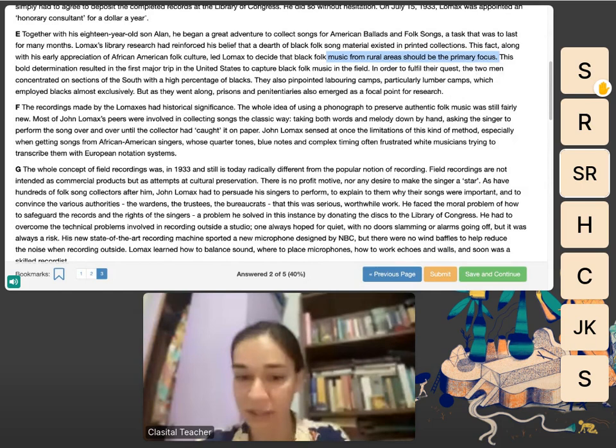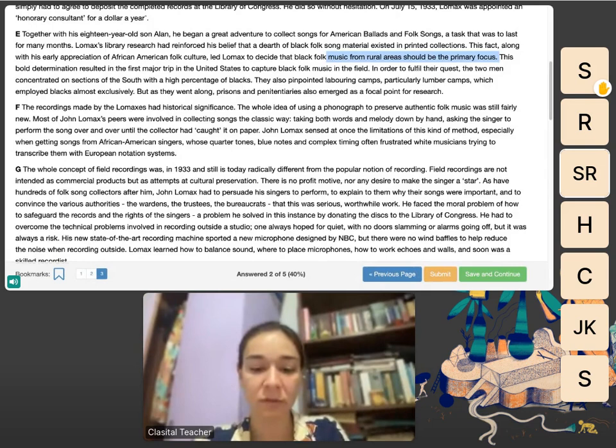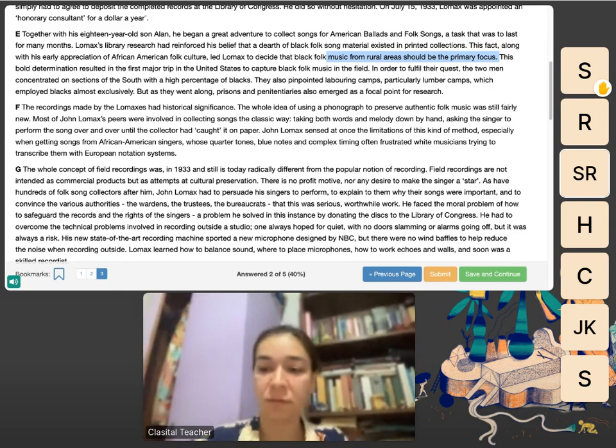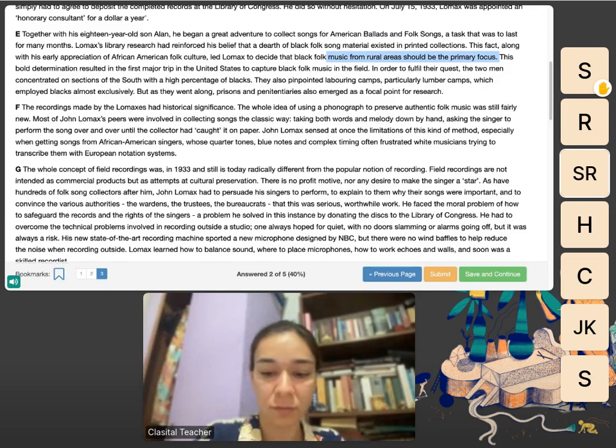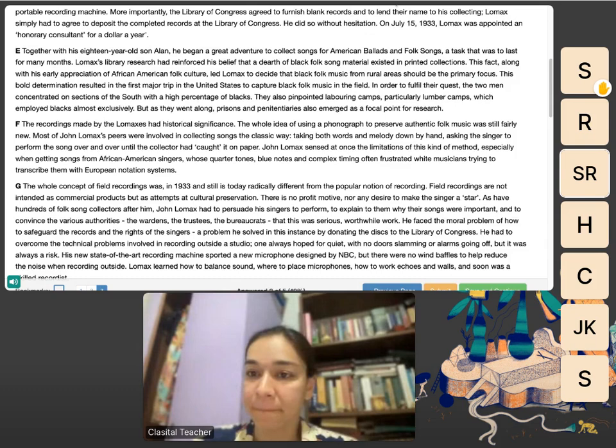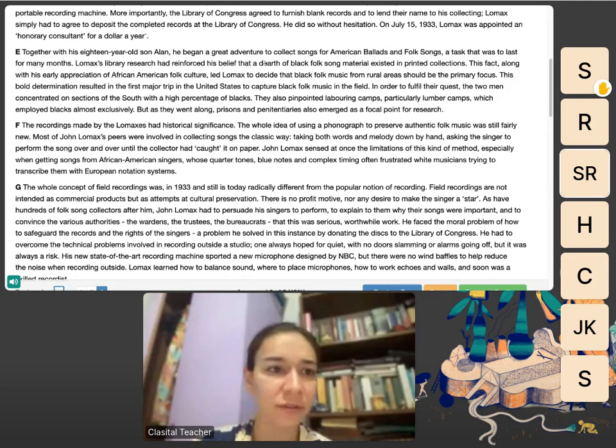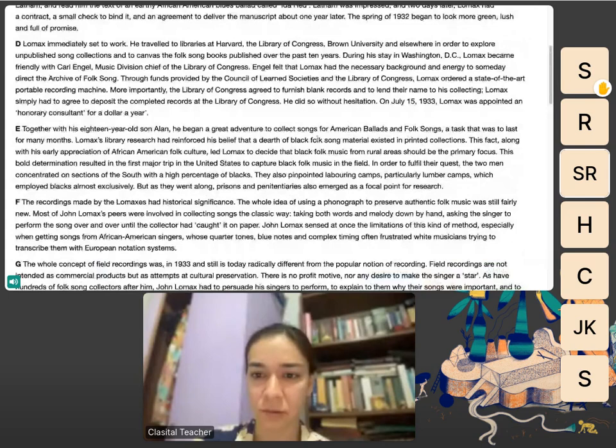They are changing it. They are saying primary focus, and in the question, they are saying Lomax should concentrate. Lomax should concentrate, focus. They are using these as synonyms and they are expecting us to write the rural areas. Lomax believed that the places he should concentrate on were in the south of the US. Then, as I continue, it says rural areas should be primary focus.